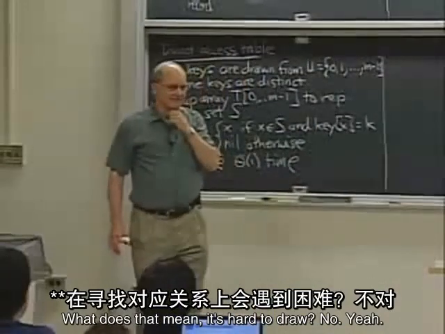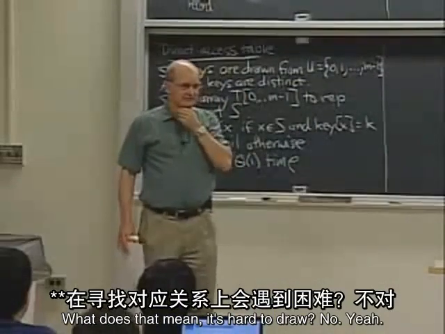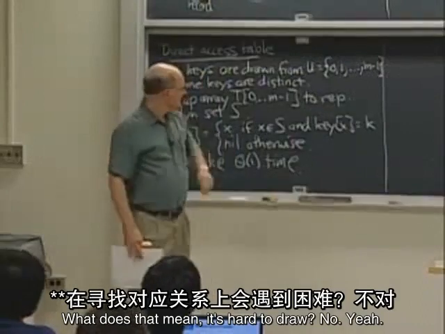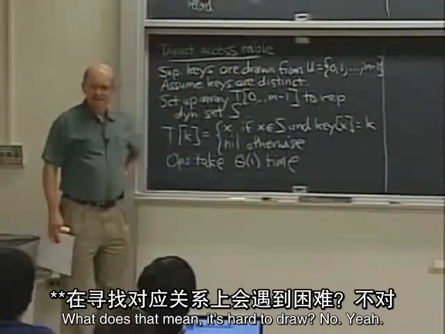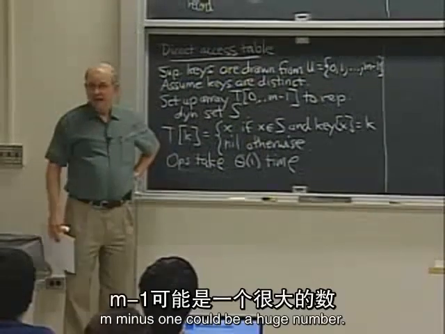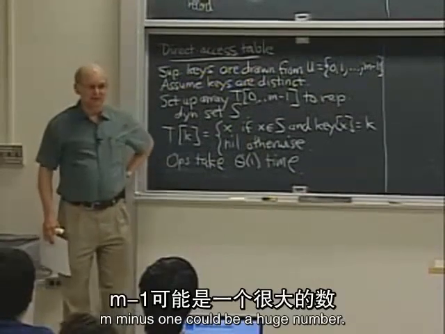It's hard to draw them in a reproducible way, so I'll have the same key when I'm going back to get the element. M minus 1 could be a huge number.